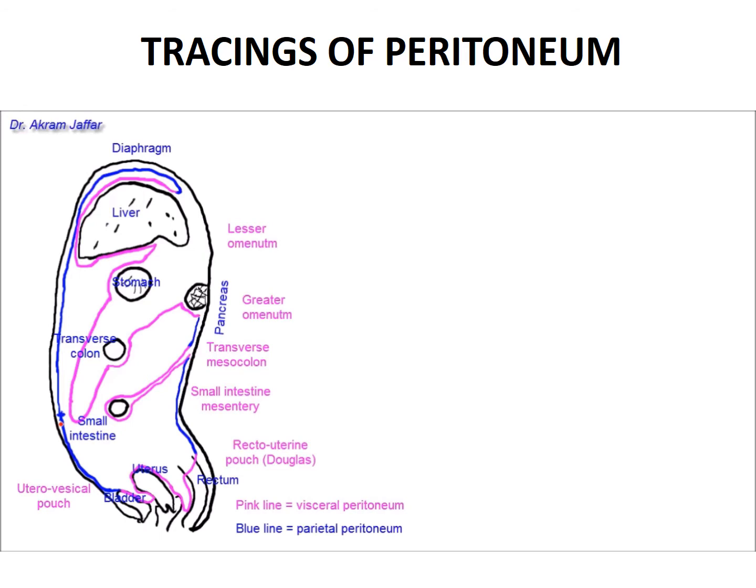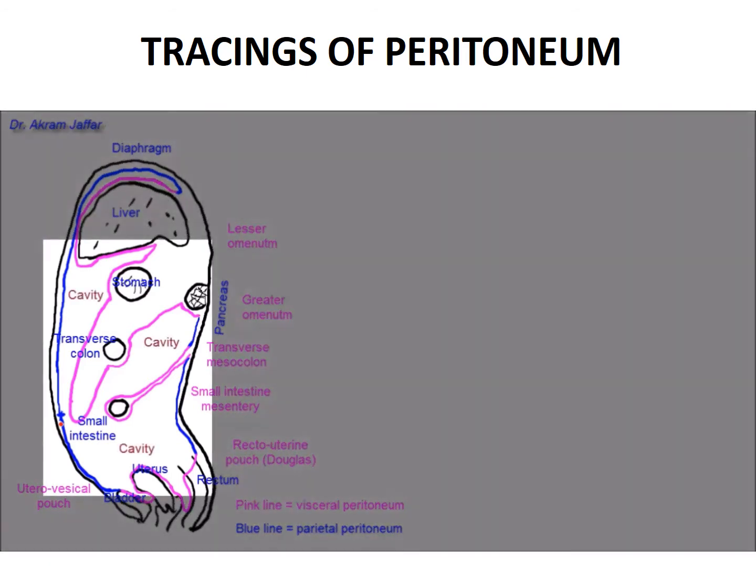It's a continuous sheet, and where it lines the walls, it is called parietal. Where it covers the viscera, it is called the visceral. The peritoneal cavity is a continuous cavity from the abdomen into the pelvis, and this cavity is located between the visceral and parietal layers of peritoneum.